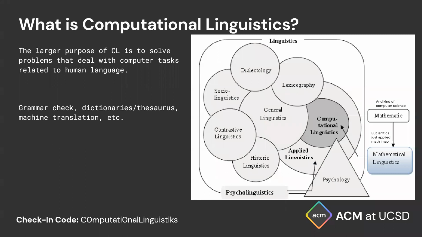And then this is the part where we say computational linguistics is also somewhat more mathematically based than computer science, but computer science is just applied math, so it's okay.